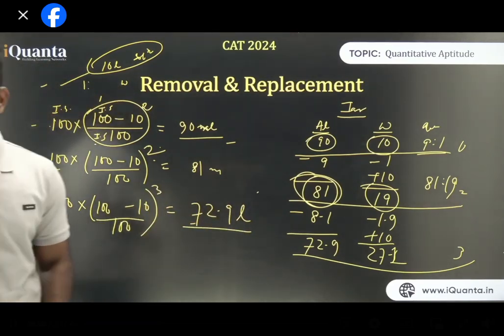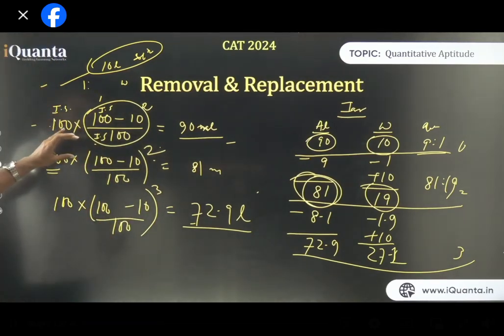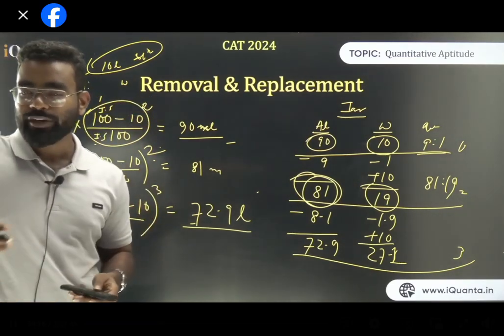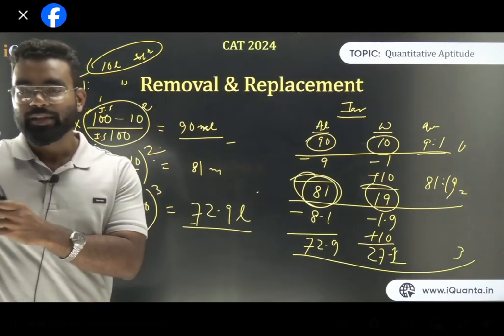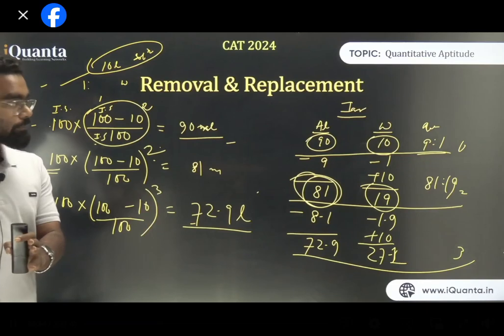So this is the formula basically. What we are doing is taking the initial solution into the initial minus the removed and replaced amount, divided by the initial, to the power n. That will give you the amount of alcohol after every time. Like after the third time, it is to the power 3. For the fourth time, it is to the power 4. For two times, it is to the power 2. Am I clear? Do you understand this?